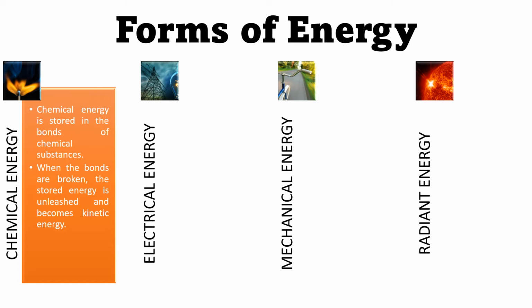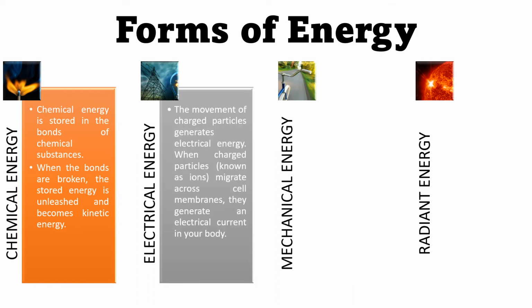When bonds are broken, the potential or stored energy is unleashed and becomes kinetic energy. So, as we said, kinetic energy is energy in action. For example, when gasoline molecules are broken apart in your automobile engine, the energy released powers your car. Similarly, the chemical energy harvested from the food we eat fuels all the body activities.